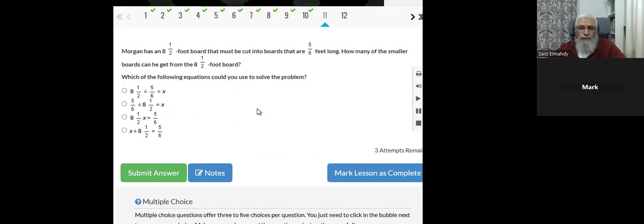This one? Morgan has an 8 and a half foot board that must be cut into boards that are 5 over 6 feet long. How many smaller boards can he get from the 8 and a half foot board? Which of the following equations could you use to solve the problem?